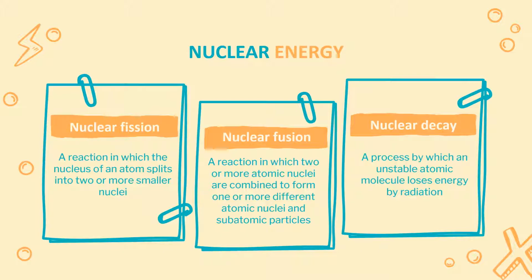The most common and most viable one used is nuclear fission, a reaction in which the nucleus of an atom splits into two or more smaller nuclei. An alternative way is nuclear fusion, in which two or more atomic nuclei are combined to form one or more different atomic nuclei and subatomic particles. And lastly, nuclear decay, a process by which an unstable atomic nucleus loses energy by radiation.